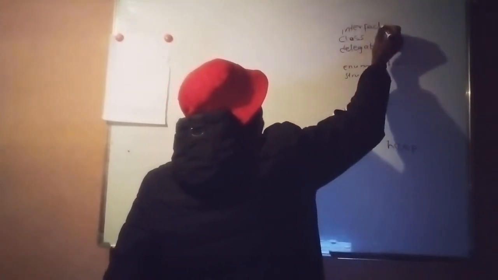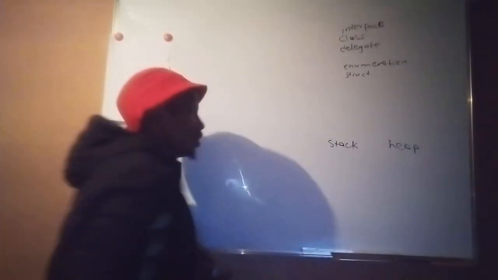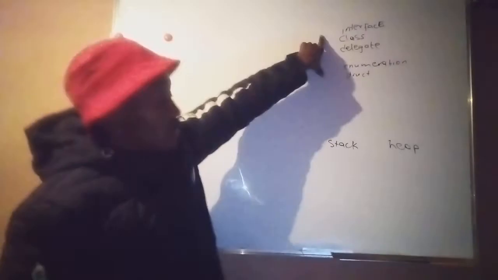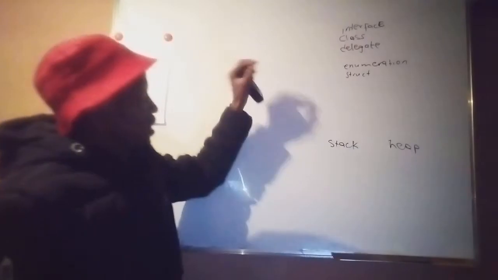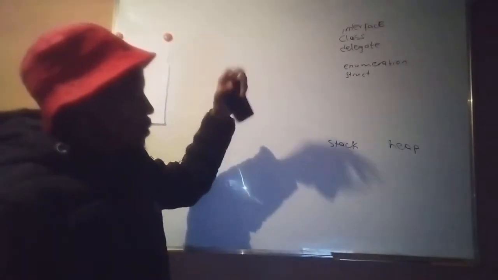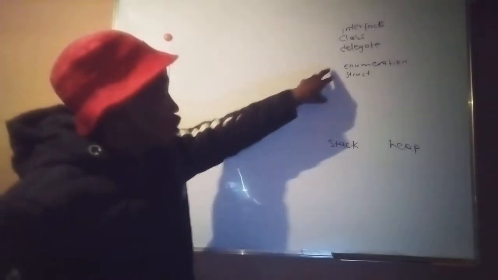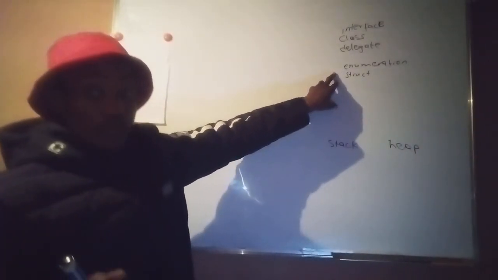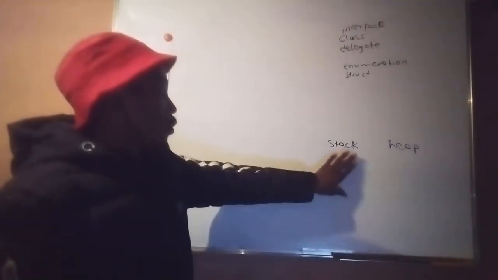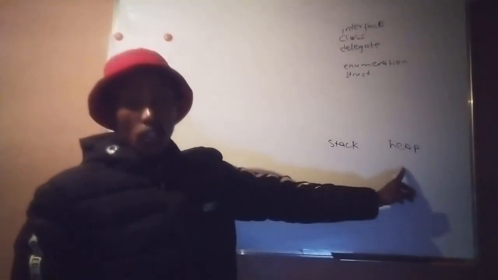Types can also be categorized with these categories. These are the different types that we have in the .NET framework. We've got interface types, class types, delegate types, enumeration types, and struct types. So these two types are value types. That means they allocate their memory on the stack memory, while these ones are reference types. They allocate memory on the heap memory.